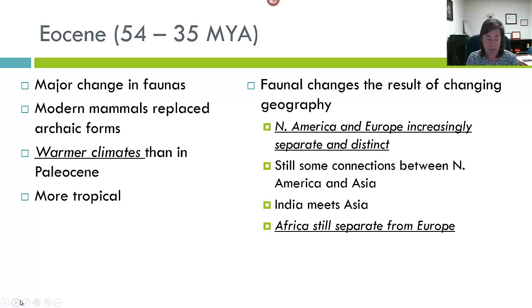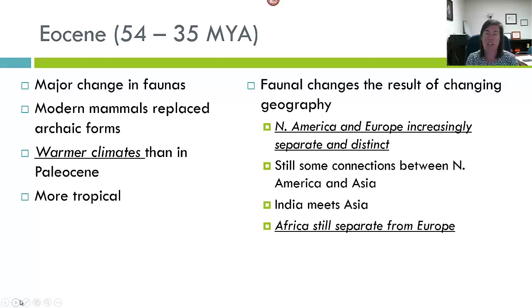The second epoch that I want to mention is that of the Eocene. The Eocene is from 54 to 35 million years ago, and it is marked by a major change in fauna. Basically, all modern mammals start replacing the archaic ones. So all the archaic forms of mammals go extinct, and the modern ones prevail. In primate evolution, this epoch is marked by the disappearance of plesiadapiforms, so the plesiadapiforms go extinct during the Eocene.